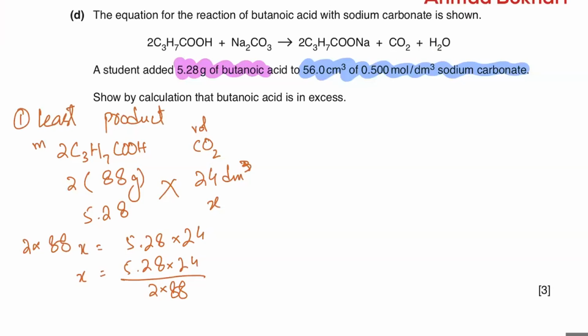Okay, does anybody have a calculator? Okay, so I got 0.72 dm cube. So basically I am saying that if I have 5.28 grams of butanoic acid, then it is enough to produce 0.72. Okay. Now I will compare it to the other one. So I'll take the same thing. I have sodium carbonate now, and I'll compare it with again volume of carbon dioxide.